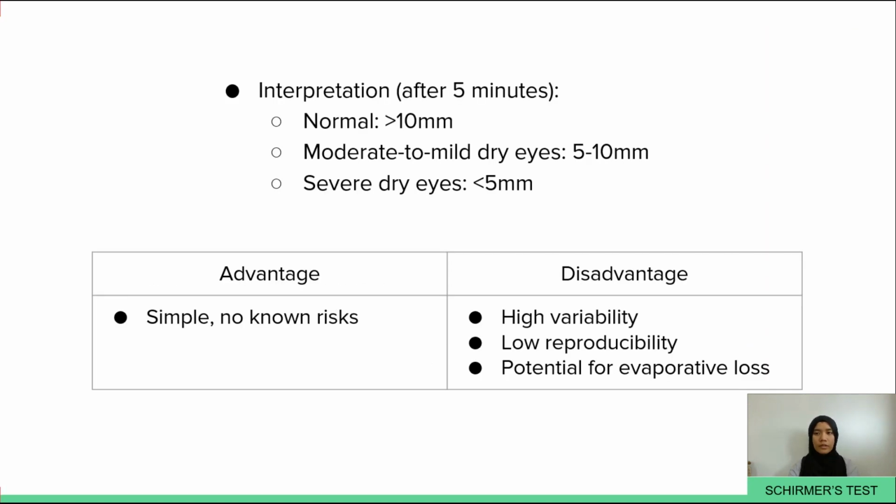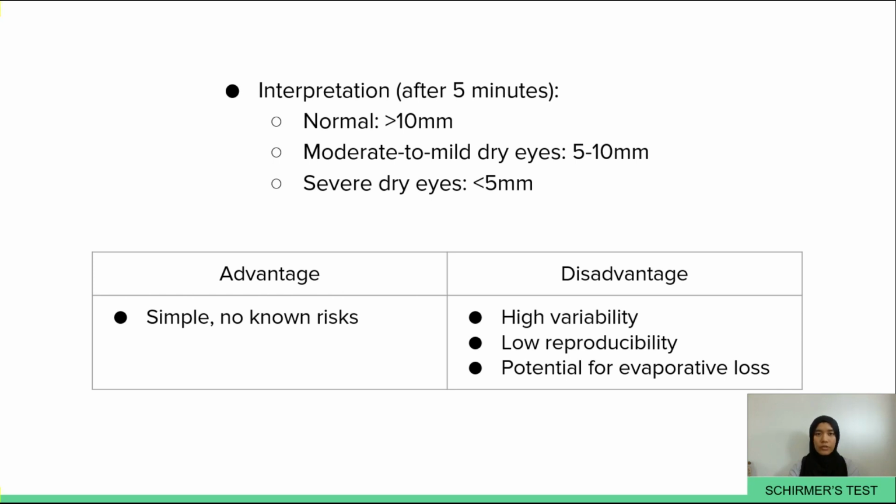For interpretation of the Schirmer's test after 5 minutes, the patient may be normal if the wetting area is more than 10 millimeter. The patient may have mild to moderate dry eyes if the wetting area is around 5 to 10 millimeter, and they might have severe dry eyes if the wetting area is less than 5 millimeter.